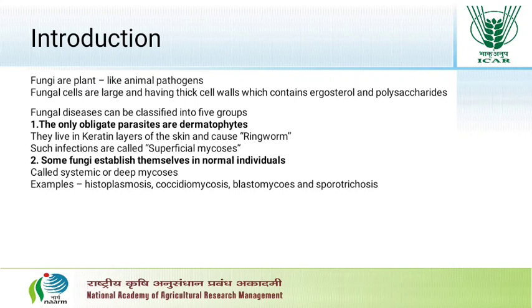The only obligate parasites are called the dermatophytes. They live in the keratin layers of the skin and cause ringworm. Such infections are called the superficial mycosis. Group 2. Some fungi which establish themselves in normal individuals are called the systemic or deep mycosis. Examples are histoplasmosis, coccidioidomycosis, blastomycosis, and sporotrichosis.